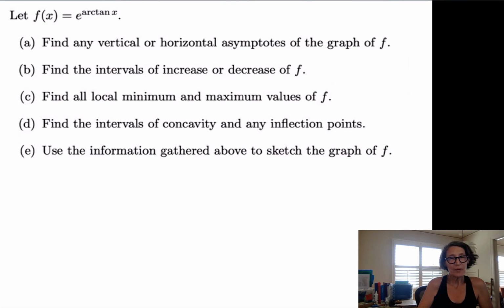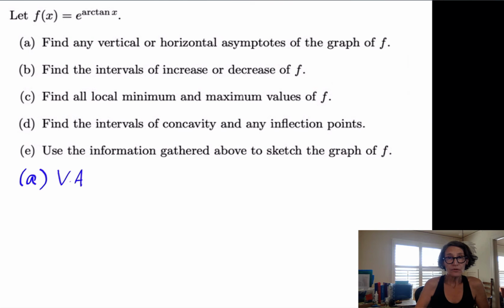So in this example, we're going to eventually sketch the graph of f of x equals e to the arctangent of x. First, we're going to find all the vertical and horizontal asymptotes. Then we're going to find the intervals of increase or decrease. We'll find the local maximum and local minimum values and the intervals of concavity and any points of inflection. And then we'll just put all the information together to get the graph. So let's start with part A.